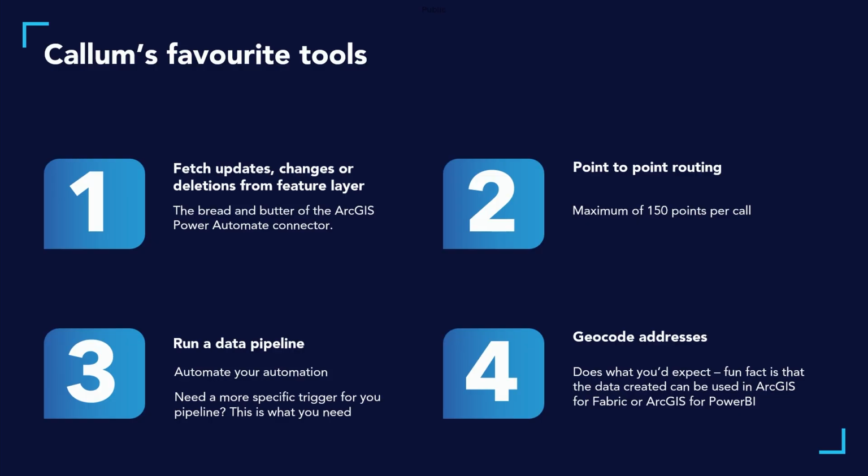With point-to-point routing, it does what you'd expect. You can make a maximum of 150 points at once. So if you had a list of addresses come through in an email, you could then find the most efficient way of getting between them without opening ArcGIS Online.